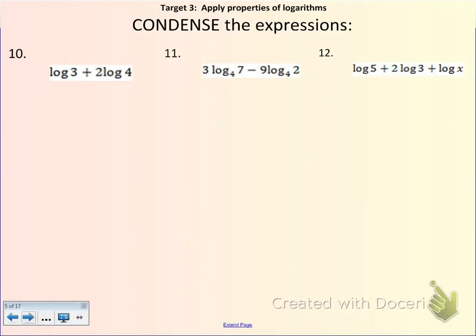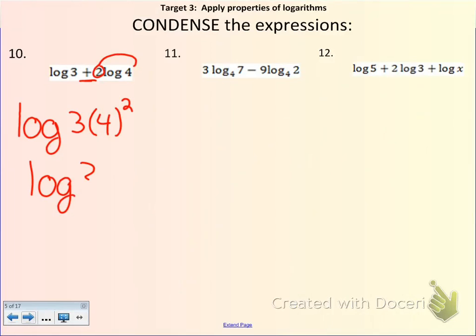Welcome back. Here, these are actual numbers, so we need to do some actual calculations. For this first one, we have log. Again, no base is listed, so that means it's base 10. This is an addition, so we're going to multiply the two terms. We have a 3, and this 2 is an exponent, so 4 squared is 16. So 3 times 16 is 48. So the log of 48.